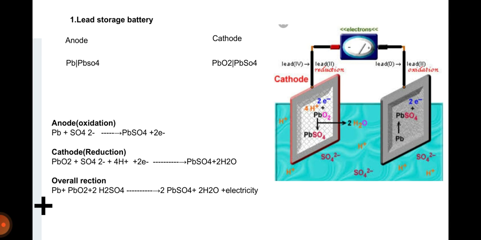Spongy lead is used as the anode, and the lead plate is coated with lead dioxide to serve as the cathode. The anode is lead, and the cathode is lead dioxide. A 27.4% aqueous sulfuric acid, about 30%, is used as the electrolyte in this type of battery.